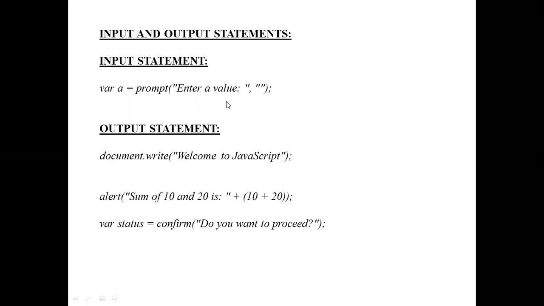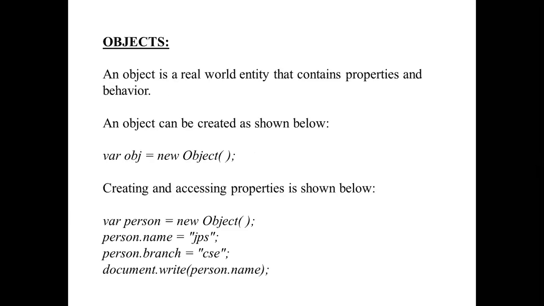Next one, we already saw the input and output statements in the last class. Next, objects. An object is a real world entity that contains properties and behavior. That is the definition of the object. Next, creation of objects. Later on we will see practical examples of these objects also.